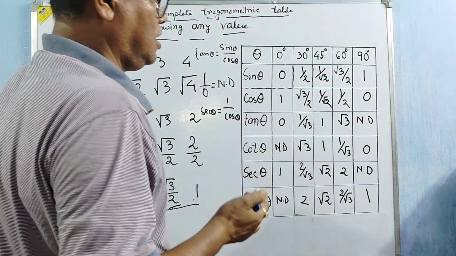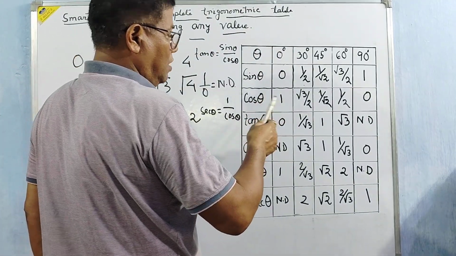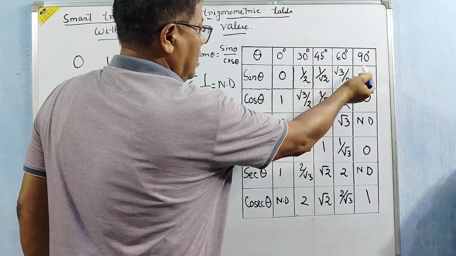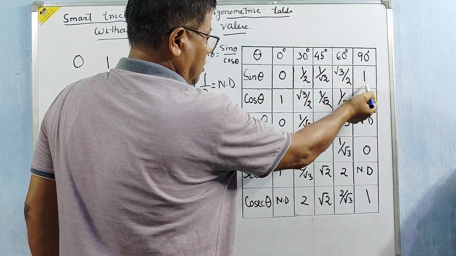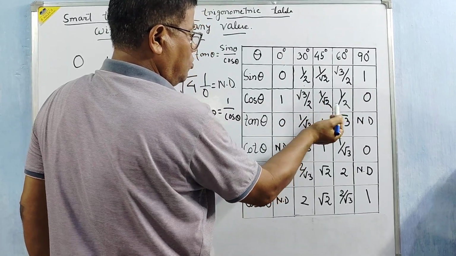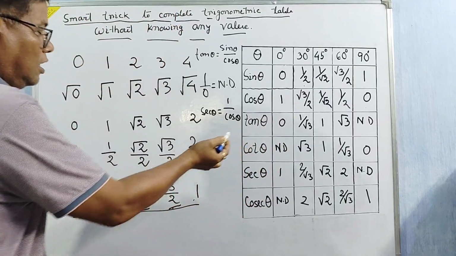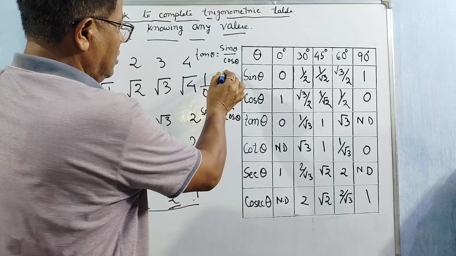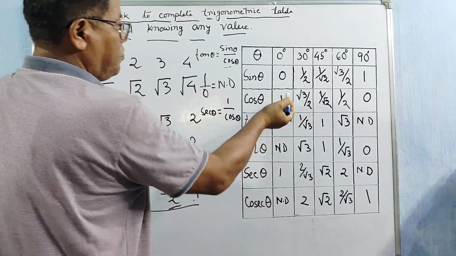Now for the value of cos theta, we write the values from 90 degree to 0 degree in this way. In place of 0 degree, we write the value of sine 90 degree. So in this way: 1, root 3 by 2, 1 by root 2, half, and 0. Now tan theta is equal to sin theta by cos theta. Everybody knows that. So here sin theta is 0 and cos theta is 1, so tan theta is 0.